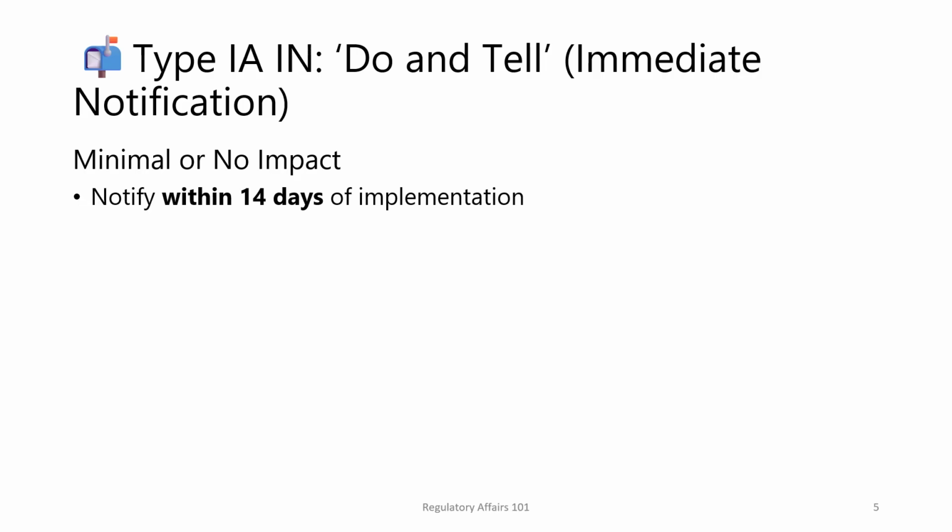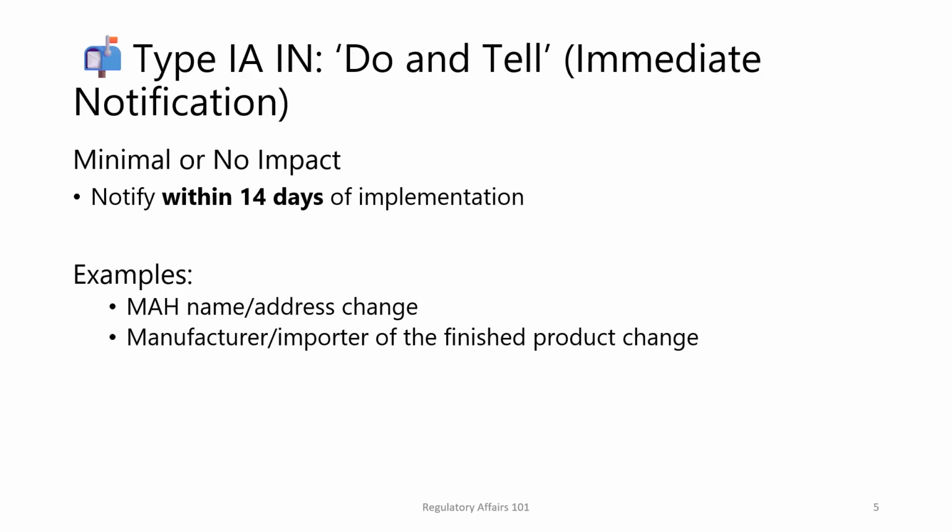Type 1A-IN is similar but faster. Still, minimum impact, but notification must happen within 14 days of implementation. Think of administrative updates. A change in the MAH's name or address, or switching the manufacturer or importer of the finished product.